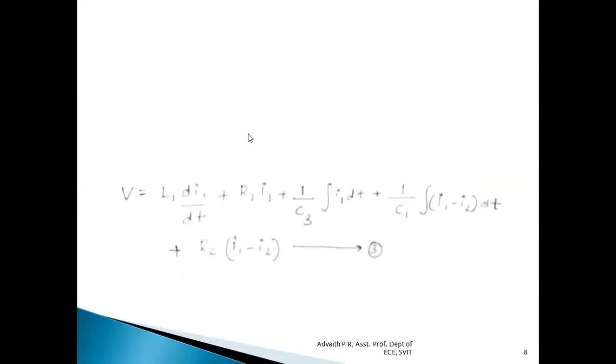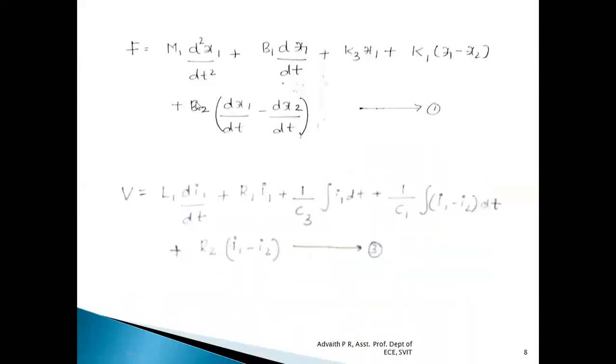Now we'll apply that here. Let us consider this equation. This is the equilibrium equation which we have got. In place of force, we will replace it with voltage. In place of mass m1, we'll replace it as L1. In place of d square x1 by dt square, because acceleration is analogous to di by dt, d square x1 by dt square is equivalent to di1 by dt. In place of b1, we will replace as r1. dx1 by dt is analogous to i1 plus. In place of k3, we'll replace it as 1 by c3 because the spring constant is analogous to inverse of capacitance. x1 is analogous to integration of I dt.